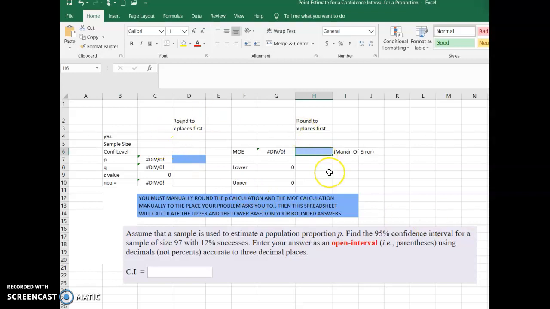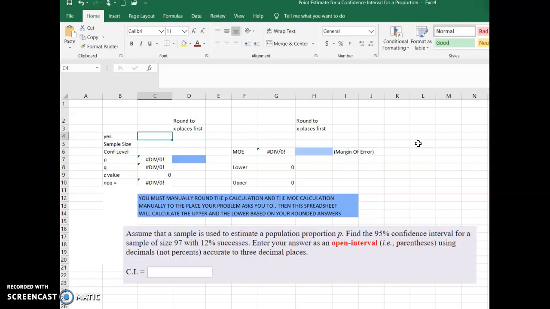So in this spreadsheet that's provided for you in Canvas that's called Point Estimate for a Confidence Interval for a Proportion, you are asked to identify several things. First, how many yeses were there in your sample? Well, they didn't tell us exactly how many there were, but we know it was 12% of 97.